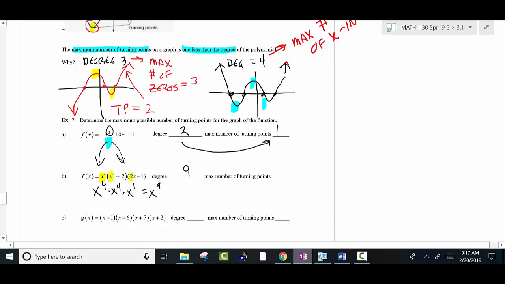Okay, so how many turning points maximum? 8. That's the easy part. Well, when you find the degree on that, just think about what would happen if you multiplied the highest powers of x. That's all that matters.